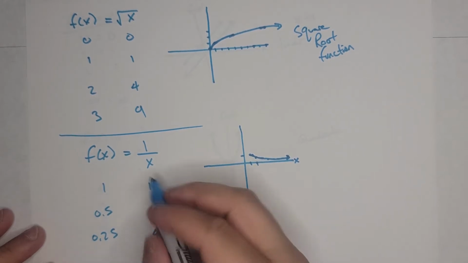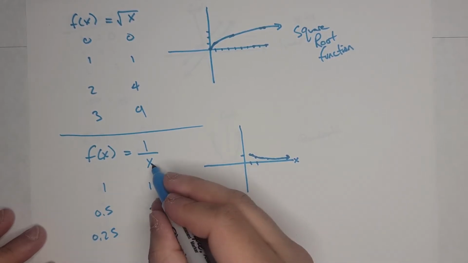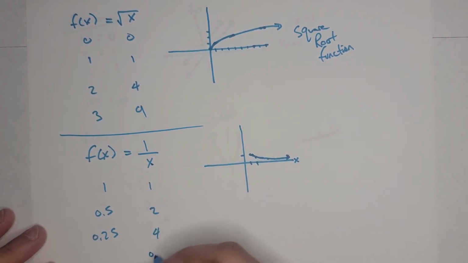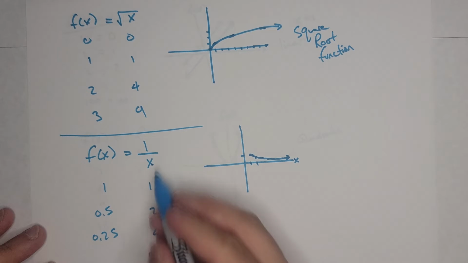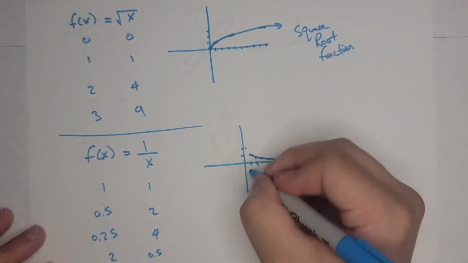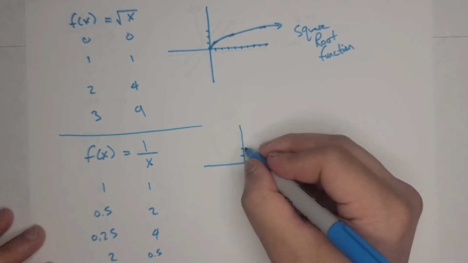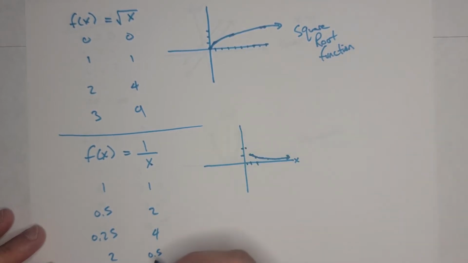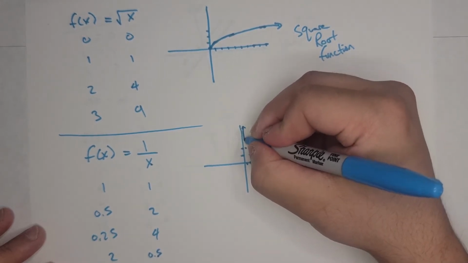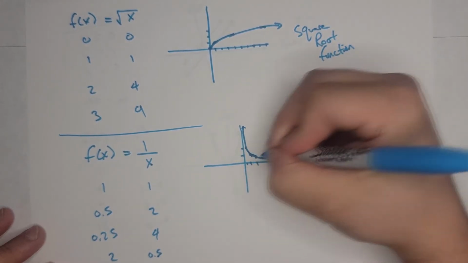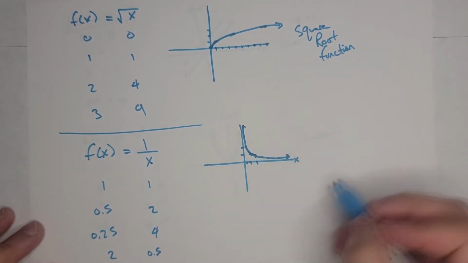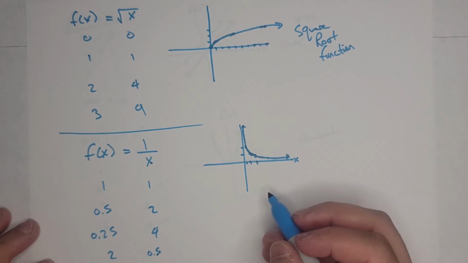And actually, if x gets smaller, instead of saying 1, 2, 4, if I put 0.5, 1 over 0.5 is 2. So this is 0.5 here, and that's 2. And the smaller this number gets, the bigger this number gets, so that's going to go up that way. And that is a reciprocal function in the positive side.